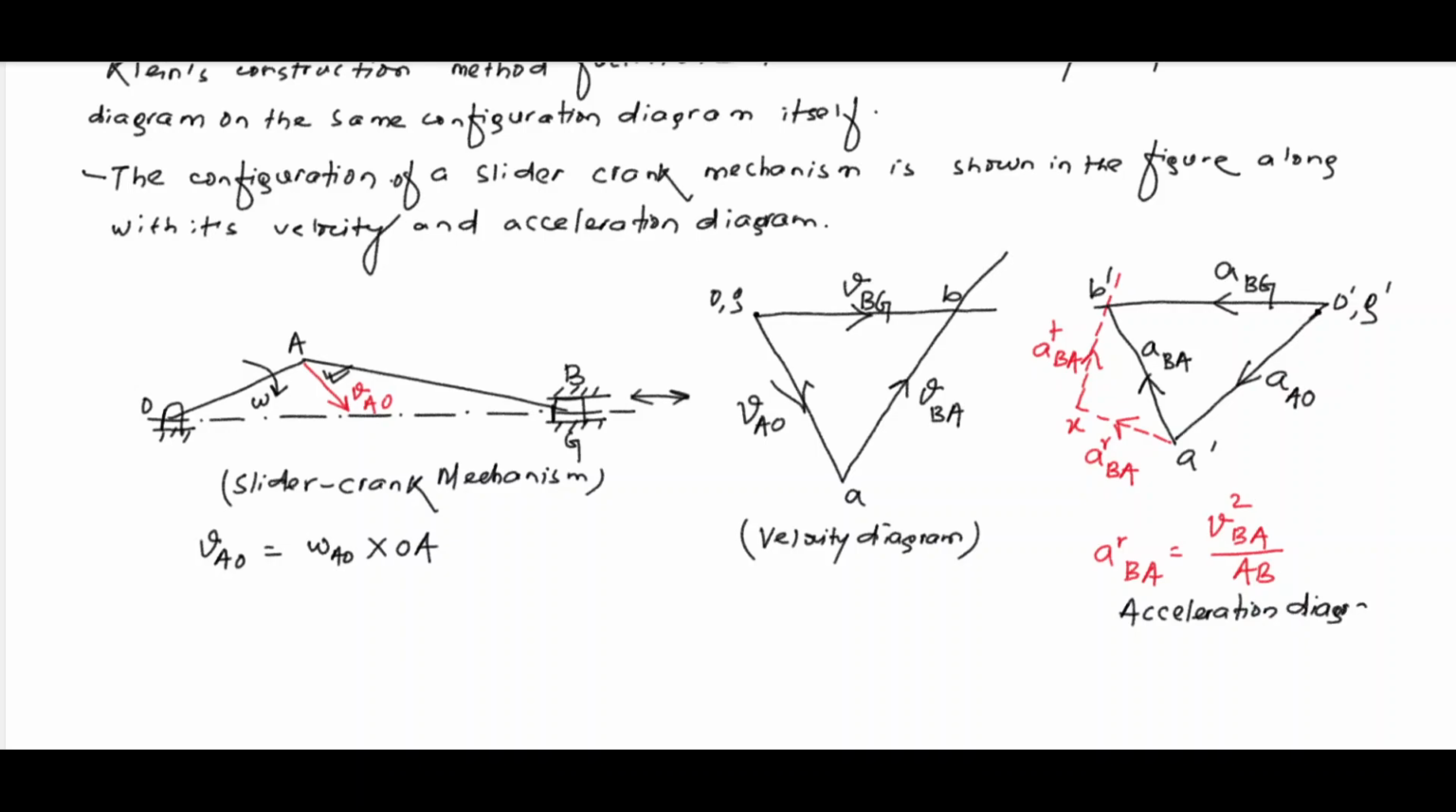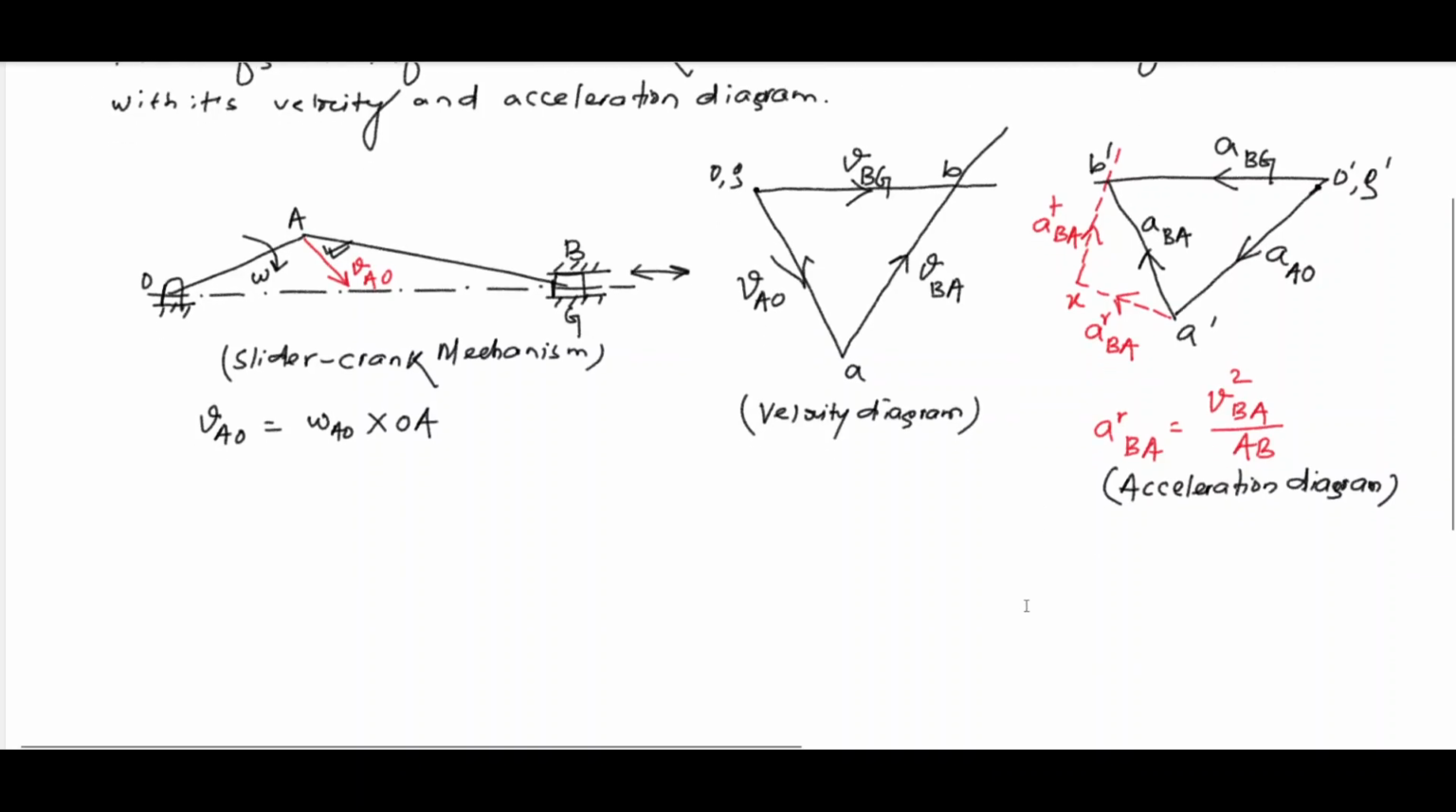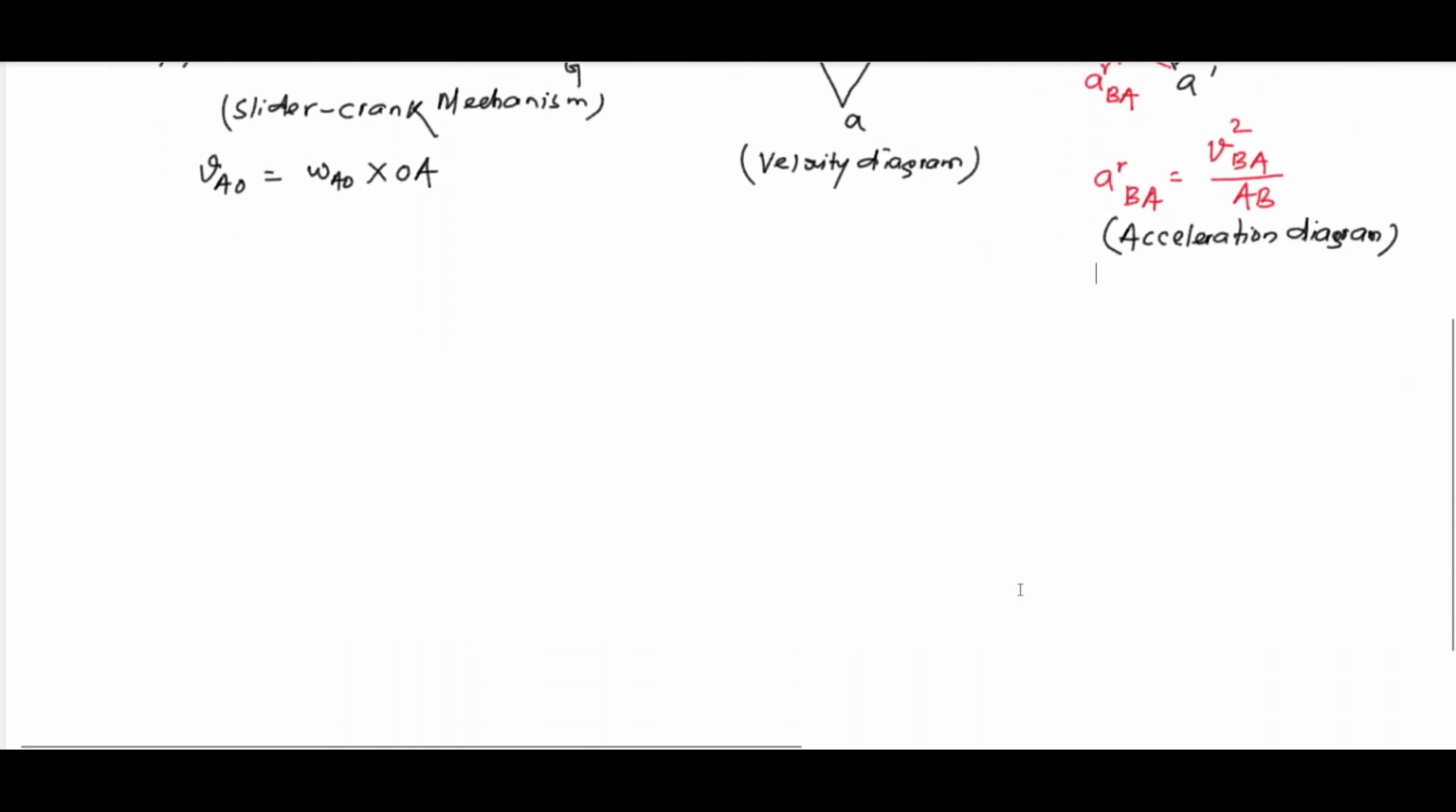Acceleration diagram. We have already done this for the slider crank mechanism. Now, in this method of Klein's construction, we'll represent both the velocity and acceleration diagram on the same space diagram. How to do that?